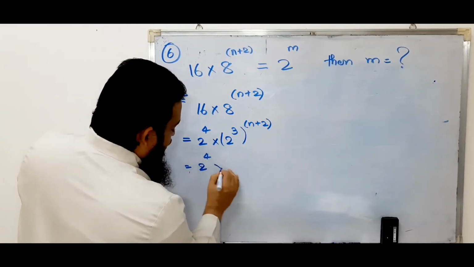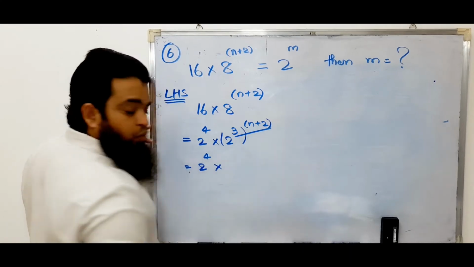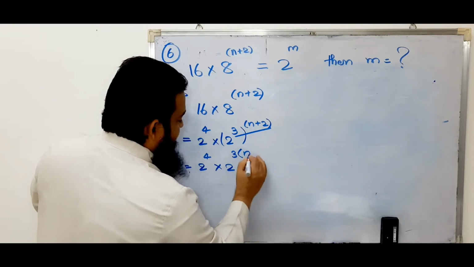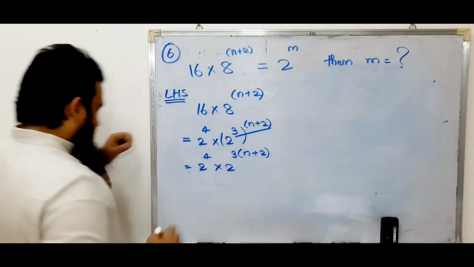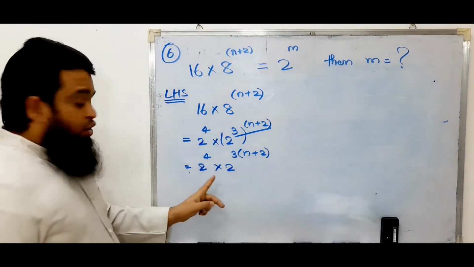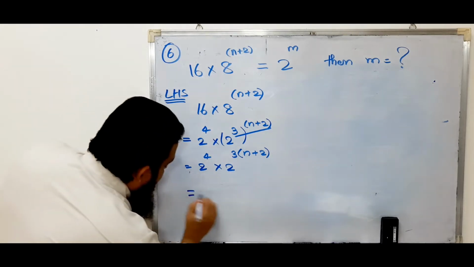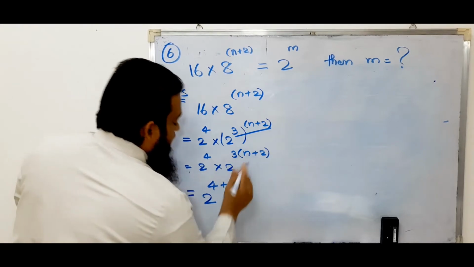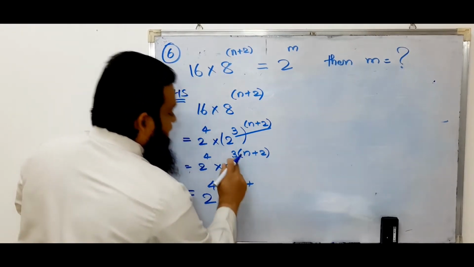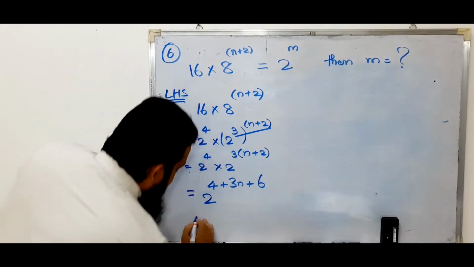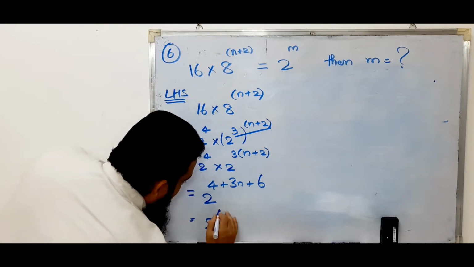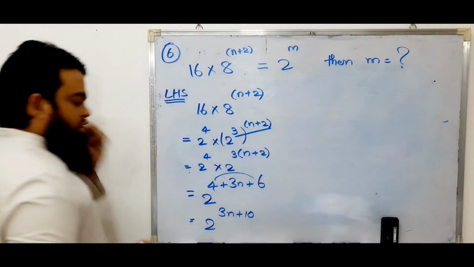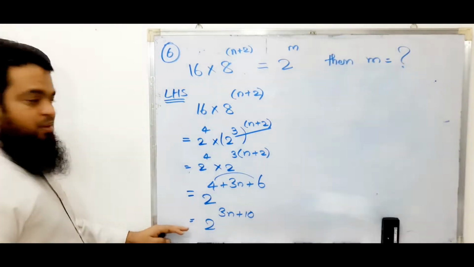So that equals 2 to the power of 4 times power over power. What are you supposed to do? Multiply the powers. 2 to the power of 3 times n plus 2. Bases are equal, you have multiplication, so you are supposed to add the powers: 2 to the power of 4 plus 3n plus 3 times 2 is 6. So that is equal to 2 to the power of 3n plus 10, because these two are like terms, you can add.